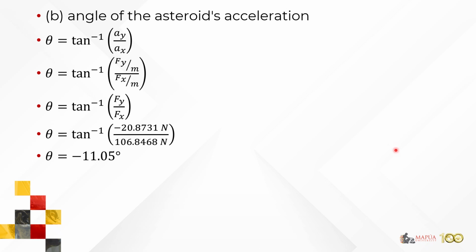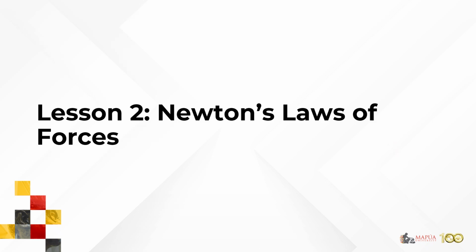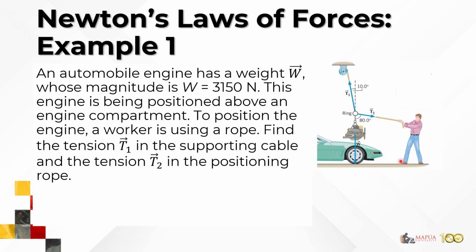So hopefully that's clear. Next, lesson 2, Newton's laws of forces. We're now going to talk about laws of force. Example number 1: an automobile engine has a weight W vector whose magnitude is 3150 newtons. This engine is being positioned above an engine compartment. To position the engine, a worker is using a rope. Find the tension T sub 1 in the supporting cable and the tension T sub 2 in the positioning rope.